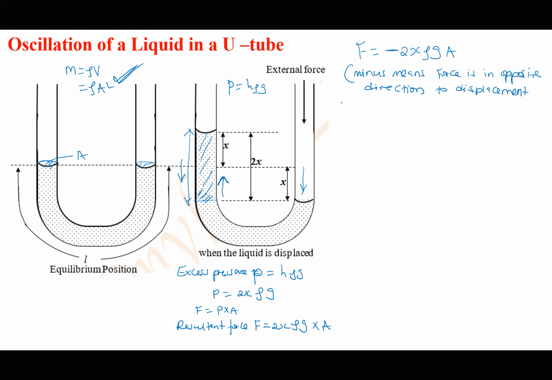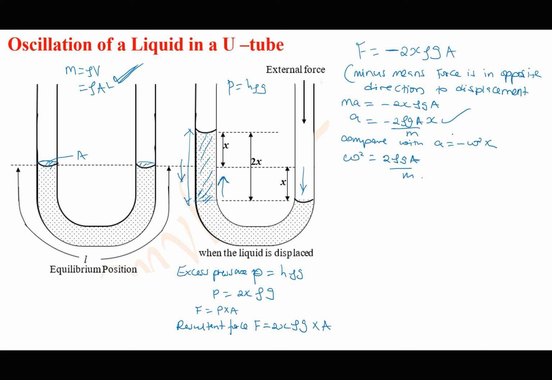So using Newton's second law, ma is going to be equal to negative 2x rho g times a. So the acceleration is going to be equal to negative 2 rho g a times x divided by m. That is comparable to the equation for simple harmonic motion, acceleration is equal to negative omega squared times x, which means that omega squared is going to be equal to 2 rho g a over m.